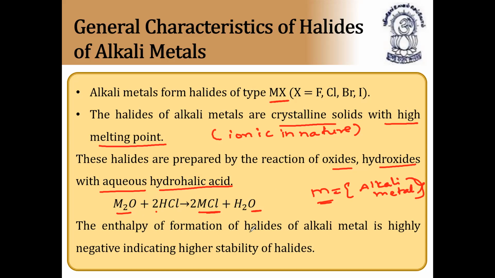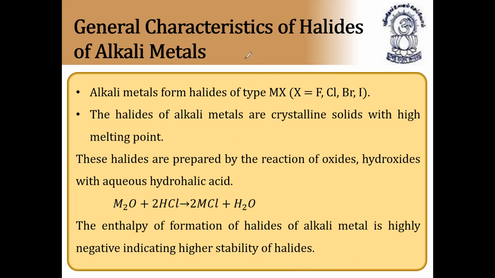The enthalpy of formation of halides of alkali metals is highly negative, indicating higher stability of halides. So all the halides are more stable because the enthalpy of formation of halides of alkali metals is highly negative, means delta H is negative for enthalpy of formation, indicating higher stability of halides. Next continuation.